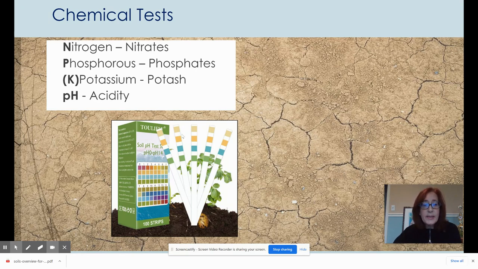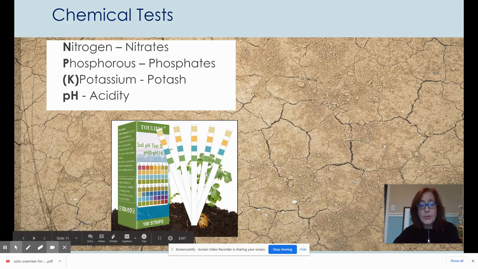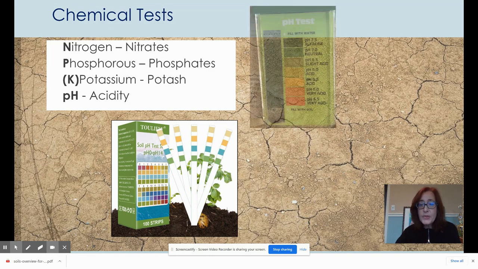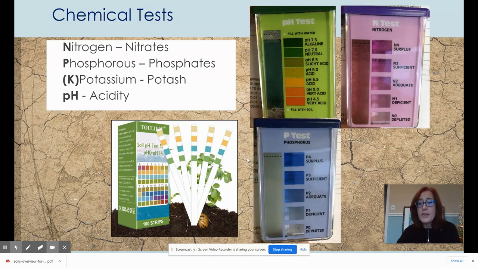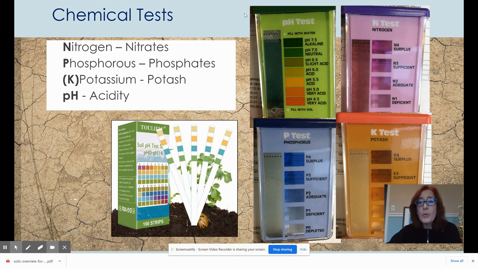There are different ways to test it. The test strips that we have in the school right now are little strips that you dip in something and then they turn colors. But there are also pH test kits where you put in distilled water, and then a soil sample, and let it process for about an hour, and then you read the colors, which is kind of cool.